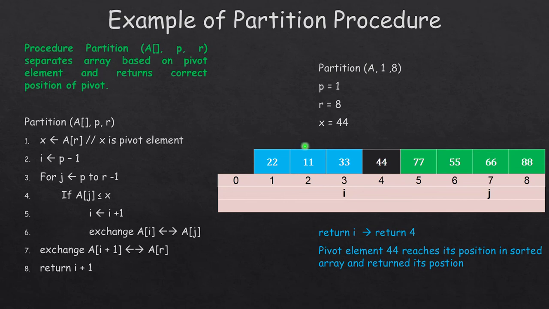So now what will we do? We will apply the quicksort procedure to this part, that is the left piece, and also we are going to apply quicksort procedure to this right piece. And I hope you understood this partition procedure. Let's move to the quicksort procedure.